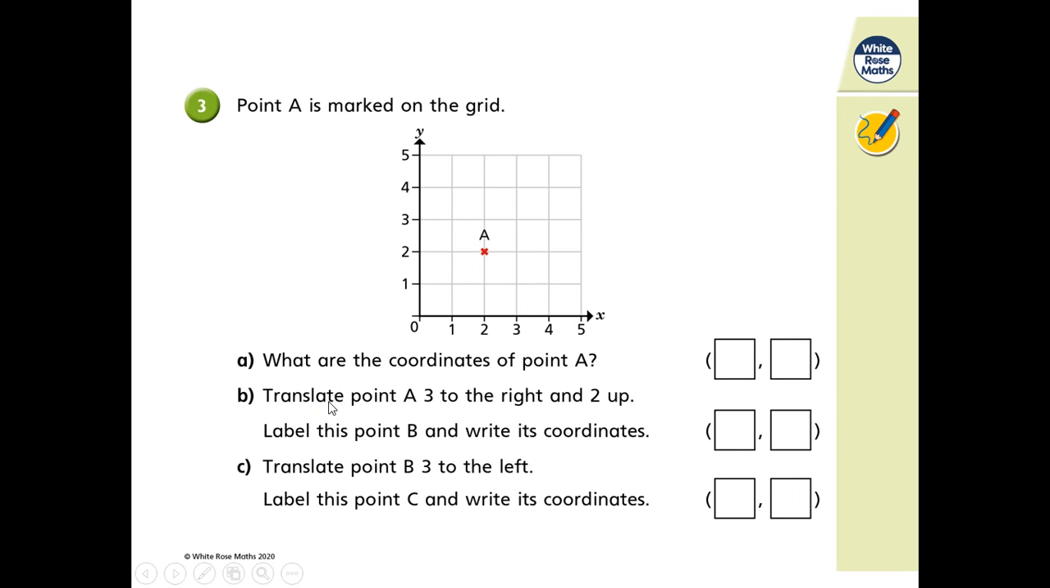Translate point A. Now, translate is just a fancy word that means move. Okay, so you don't need to worry about this word translate. It's not asking you to change the language. Translate is just a fancy word for move. So move point A 3 to the right and 2 up. Label it point B, write its coordinates. Translate or move point B 3 to the left. Label it point C and write its coordinates.